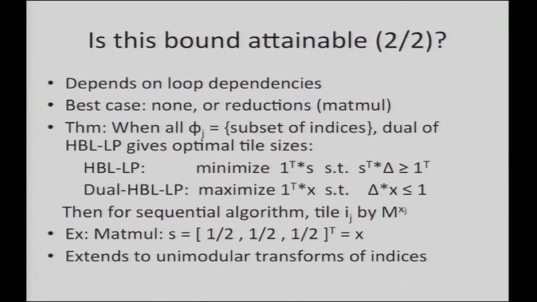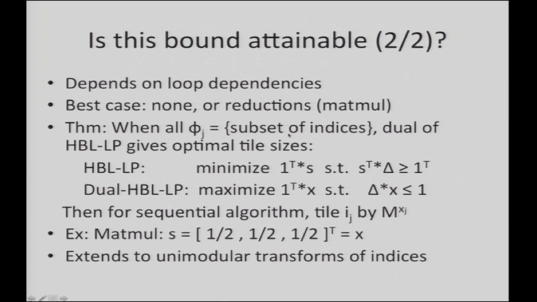And so in the simplest case, which includes matrix multiply and n-body and database joins and things like that, if all of your subscripts are just subsets of the indices, i's or j's or k's, then the dual of that linear program, the Hölder-Brascamp-Lieb linear program, tells you the magical tiling, the optimal tiling. So there was the linear program. In our theory, there's the dual linear program, and that's the one that I was showing you before that popped out the half, half, half for matrix multiply. And it also extends to unimodular transforms of indices. So these don't actually just have to be i and j and k. They can be simple linear combinations. They have to be unimodular.